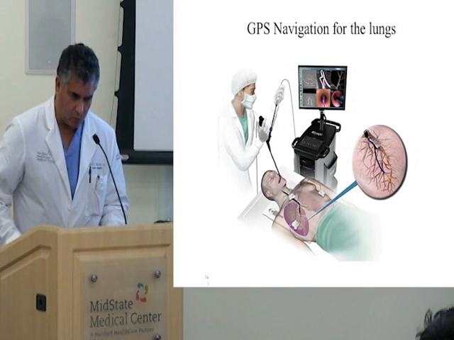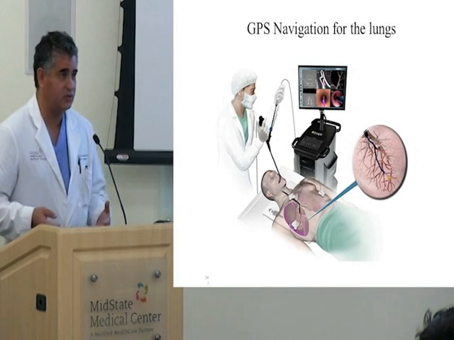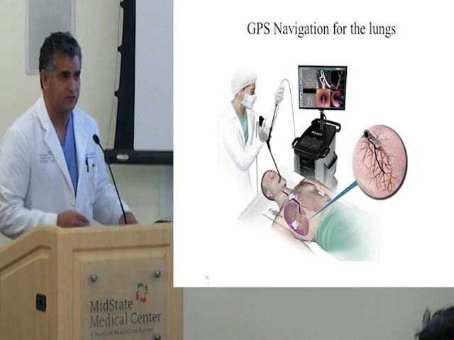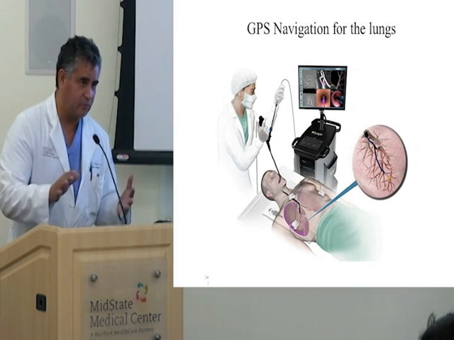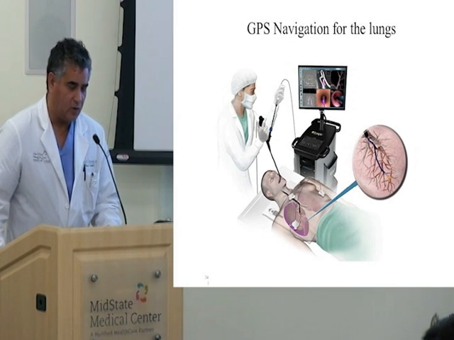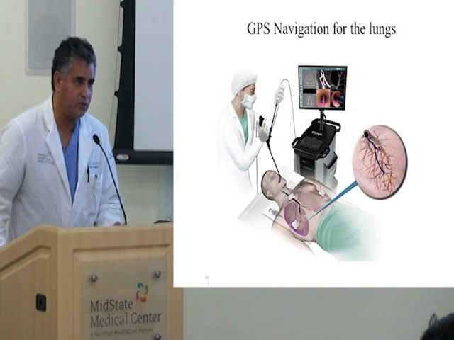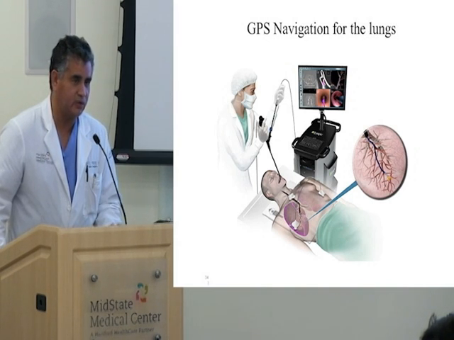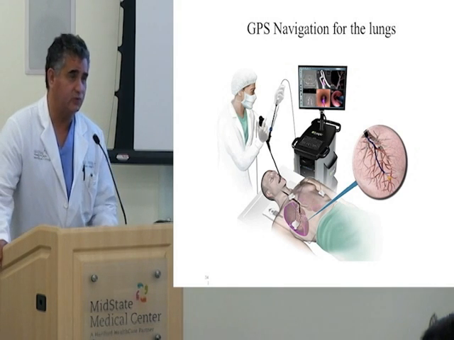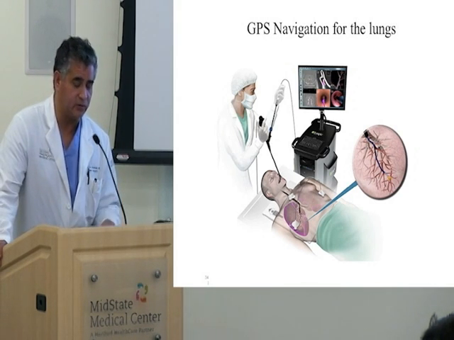So once we get to the OR to do the procedure, that's all planning that's done ahead of time. In the operating room, this is what it looks like. Generally, I put the patient on a general anesthetic with an endotracheal tube in place. Although there are people who are starting to experiment with doing this under heavy sedation with no endotracheal tube.